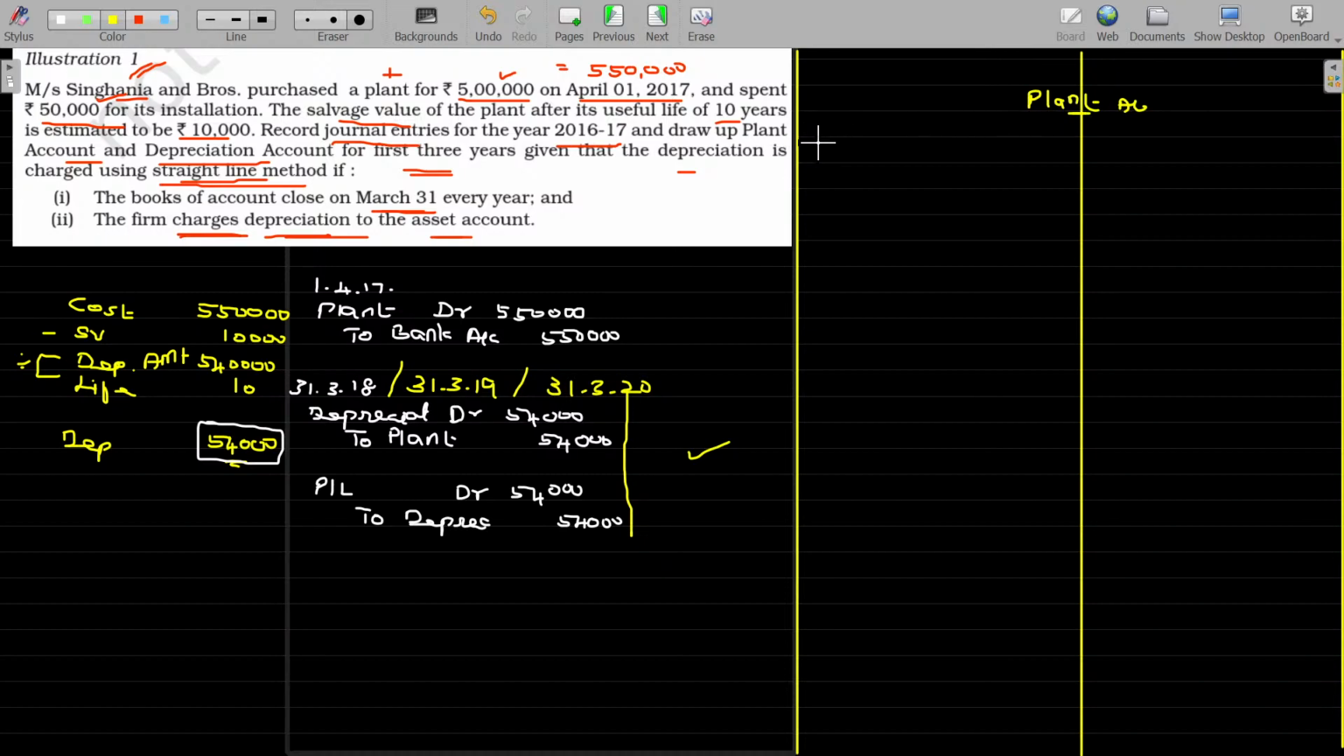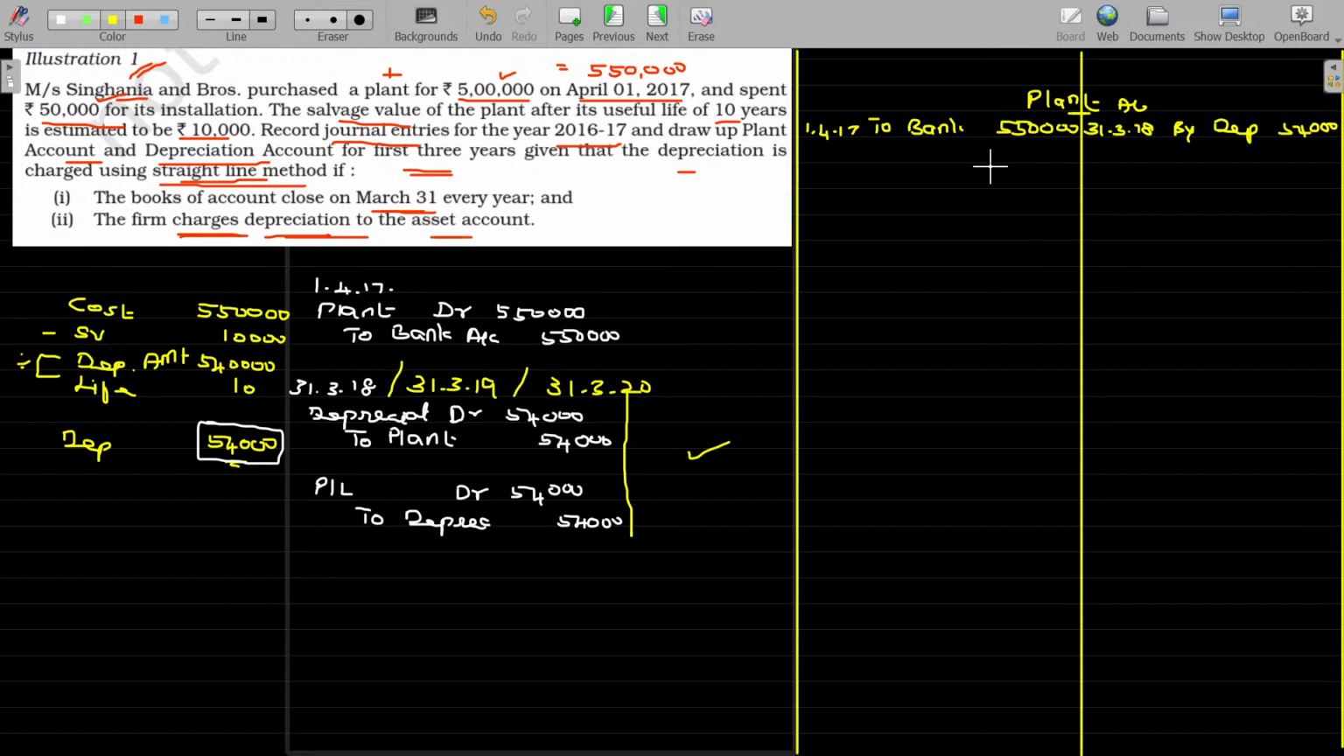On 1st April 17, plant account debit to bank, the value being 5.5 lakhs. By the end of first year, 31st March 18, by depreciation, the value being 54,000.